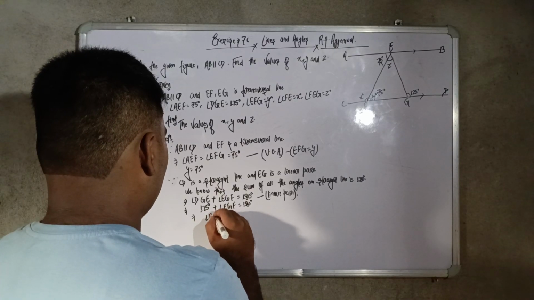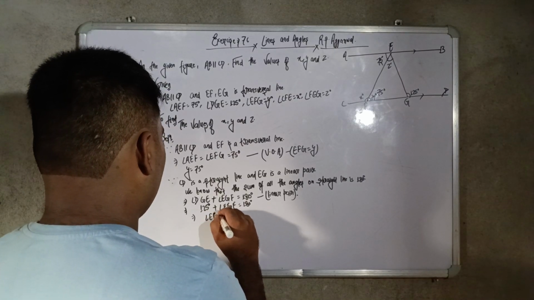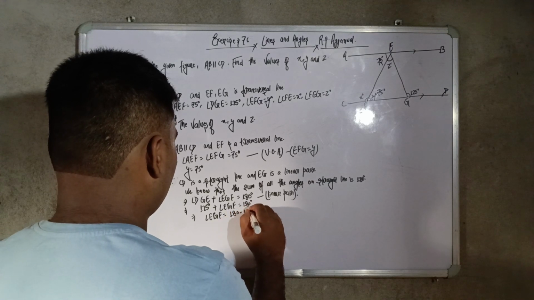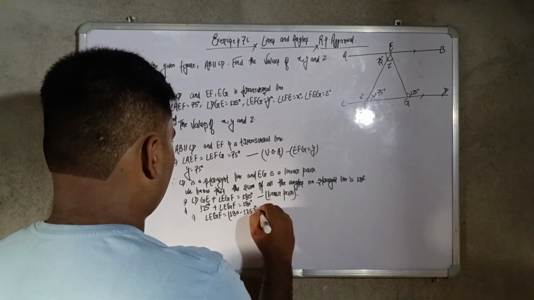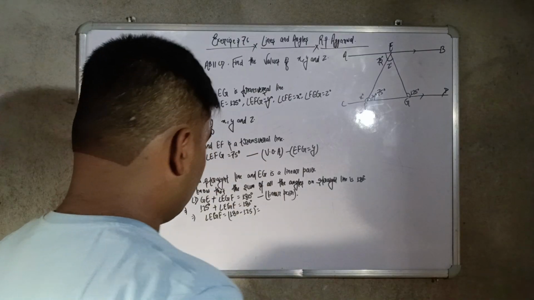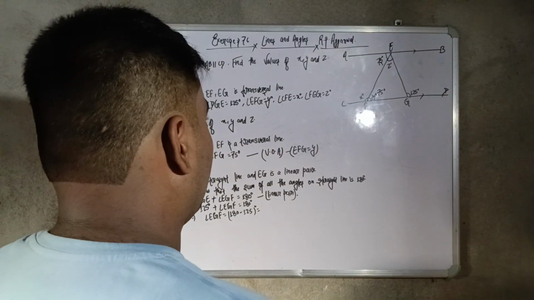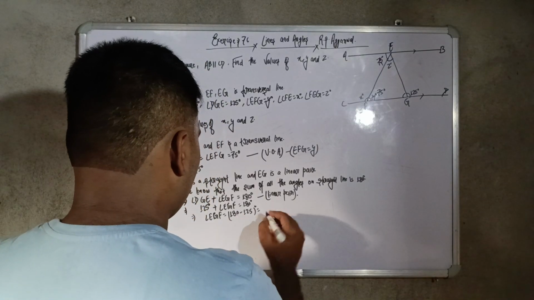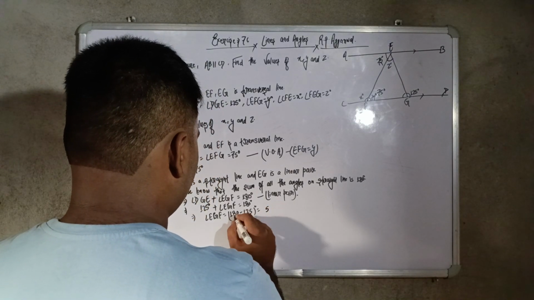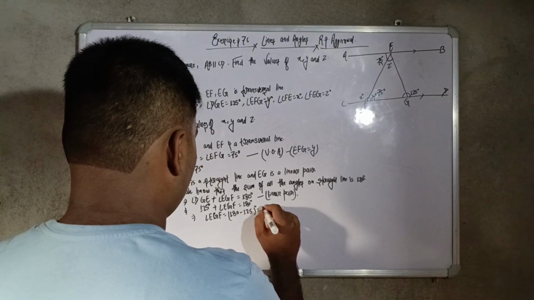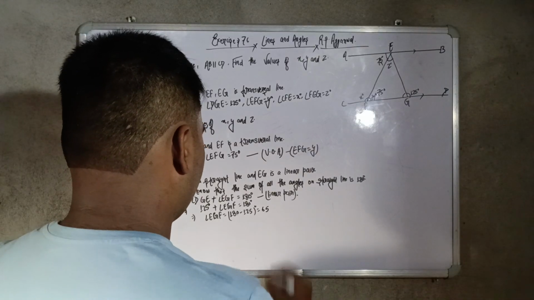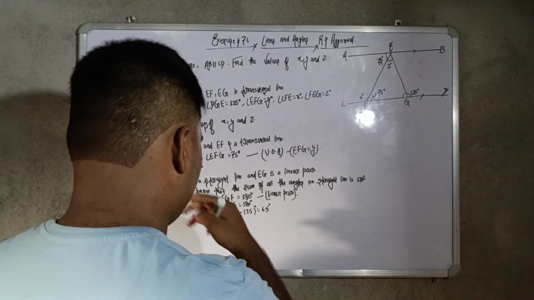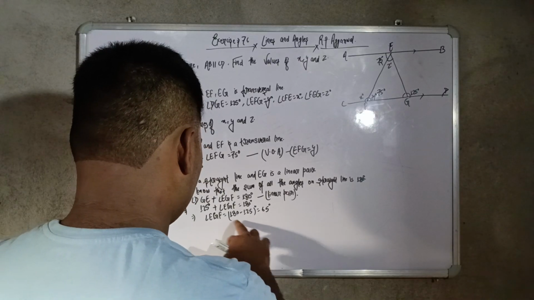The value of angle EZF is equal to 180 minus 125 degrees. So I have to subtract it to get the value of these angles. 10 minus 5 is 5, and 8 minus 2 is 6, so 65.